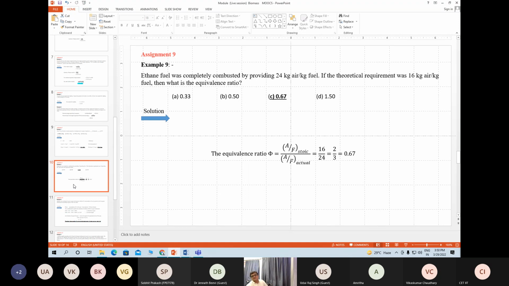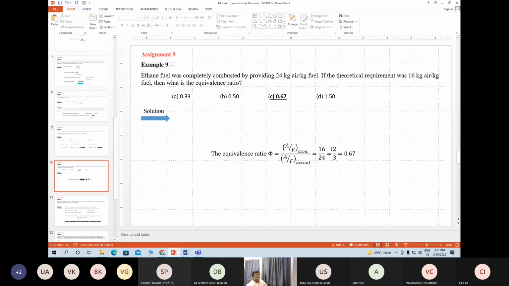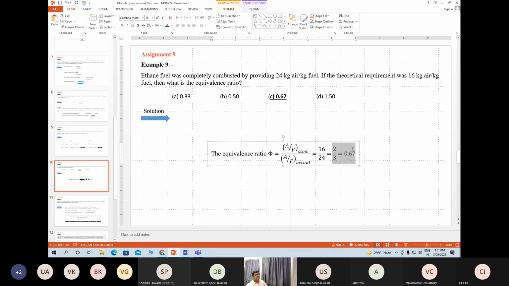As you know, the equivalence ratio is the ratio of the air to fuel ratio which is stoichiometric, divided by the actual one. Stoichiometric is nothing but the theoretical one, and if you divide it by the actual one, you will get the particular value here. In this case, the theoretical requirement is given, but the actual value will obviously be more than that, because it is not an ideal system. So obviously we'll have the more value.